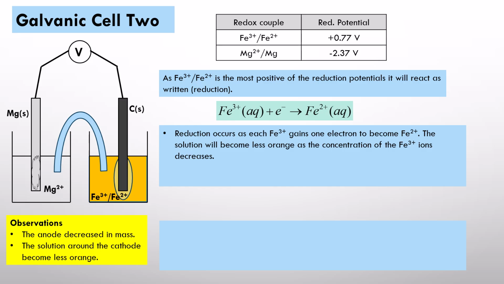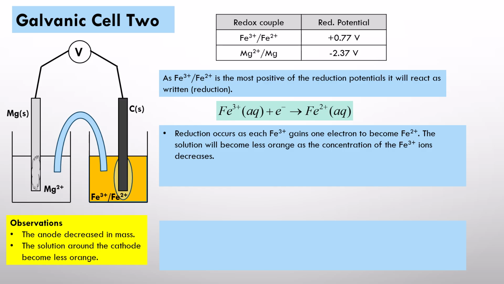To become Fe2+. I'm then going to link it to what I observe, and that's really important. So I observe here that it becomes less orange, and this is because the concentration of the 3+ ions decreases, and iron 3+ ions have an orange color. So I've explained this and linked it to the observation. I've explained it using electrons, but the best way to explain it is using oxidation number. So let's work out the oxidation number.